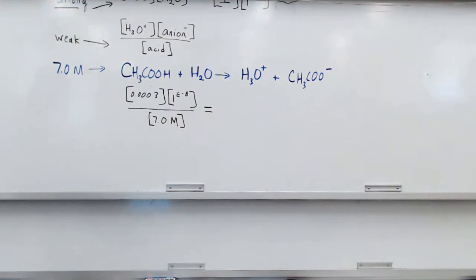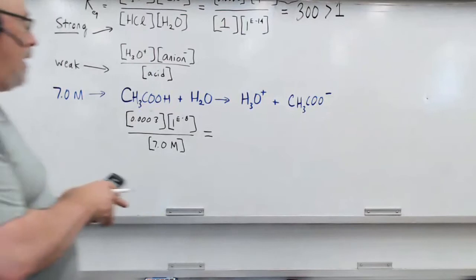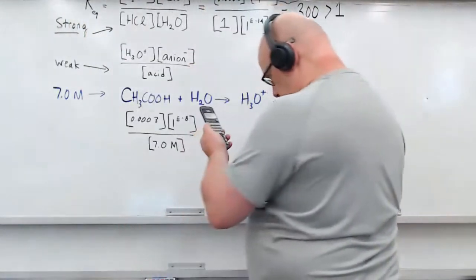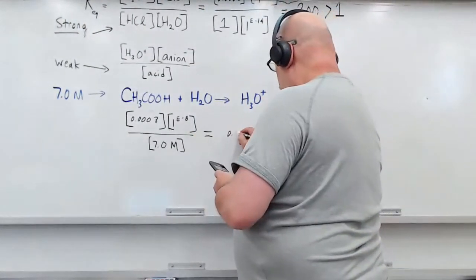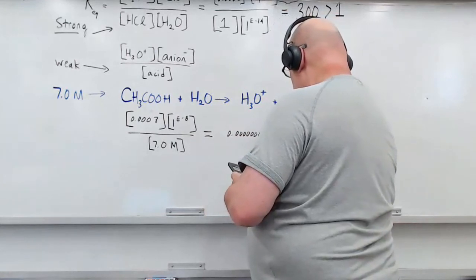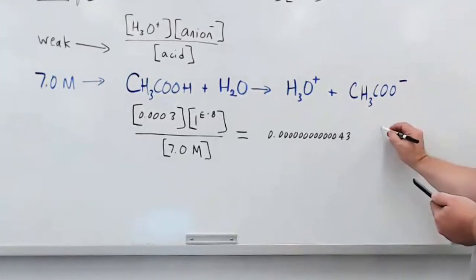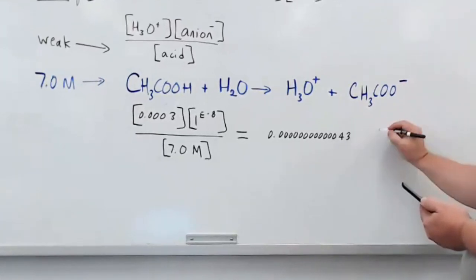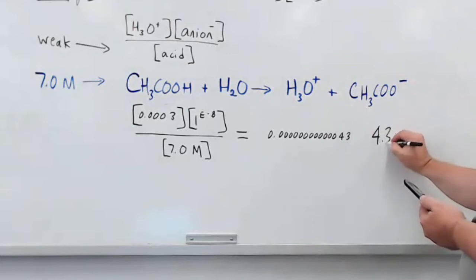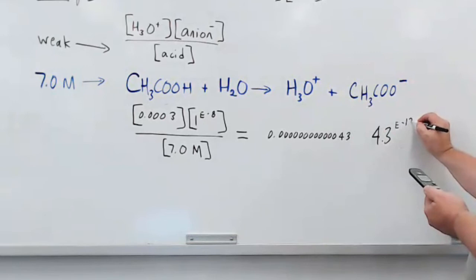Now, when we do this one, we're going to get a pretty small number. I could write it out as a decimal, and we would be here for quite some time. Or we could just write 4.3 times 10 to the negative 13.